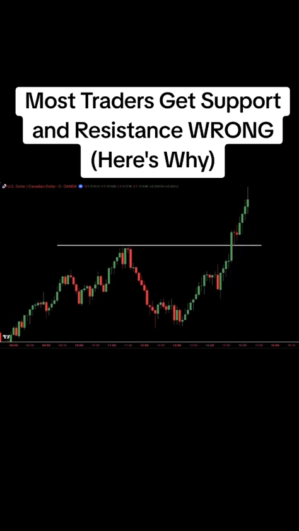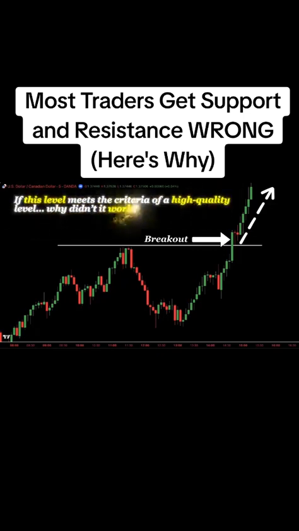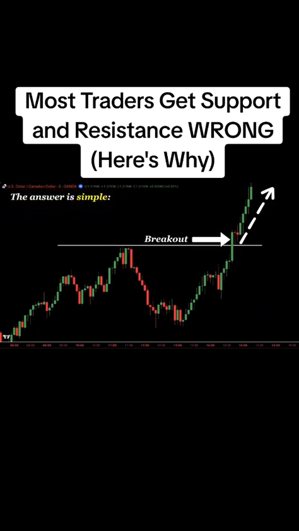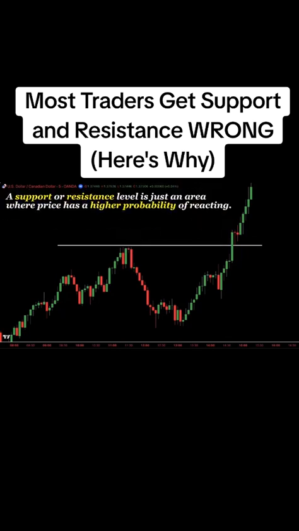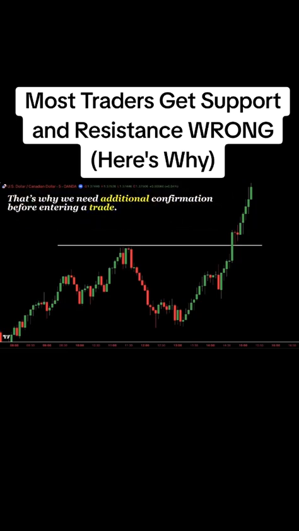Price returns to the level, and instead of reversing, it keeps moving up. So the question is, if this level meets the criteria of a high-quality level, why didn't it work? The answer is simple. A key level on its own is not enough. A support or resistance level is just an area where price has a higher probability of reacting, but it does not guarantee a reversal. That's why we need additional confirmation before entering a trade.